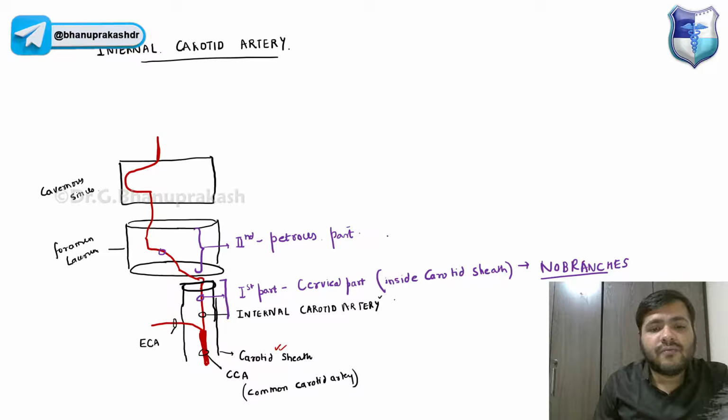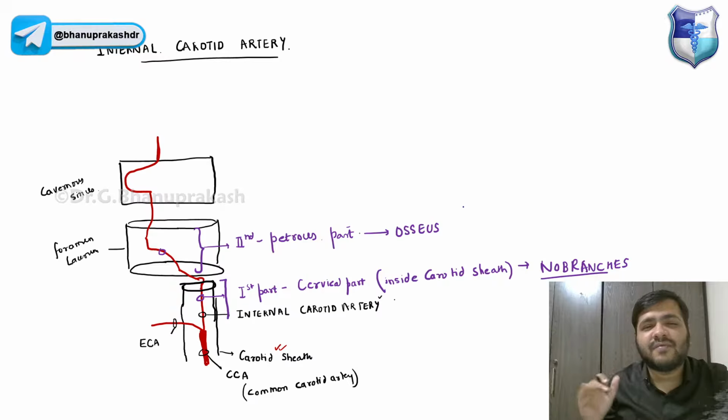So it is going into this carotid canal, and then we have the foramen lacerum. So it only gives off osseous branches. Osseous means bony, because it only supplies the petrous part of the temporal bone and the nearby structures. So it only gives osseous branches, which are supplying the bone, right?